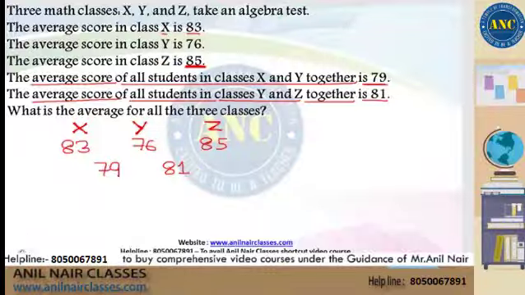In simple language, sir, individual classes average is given. Combination of 2 classes together average is given. Combination of 3 classes average is what we need to find. I hope the idea is clear.